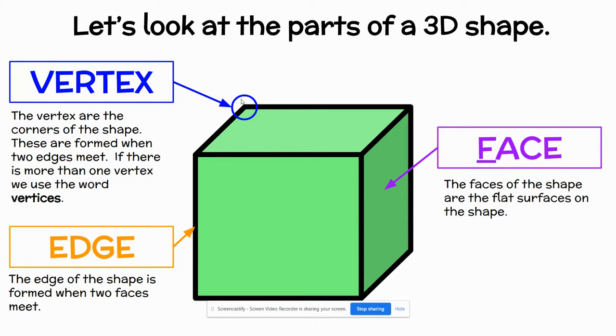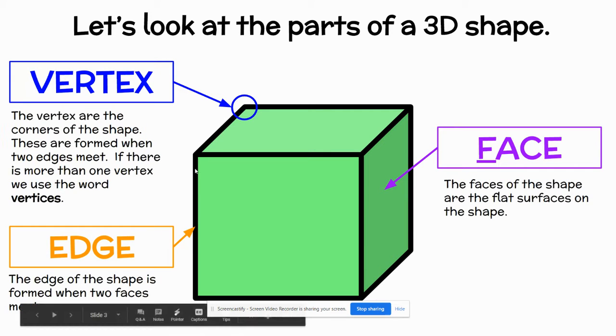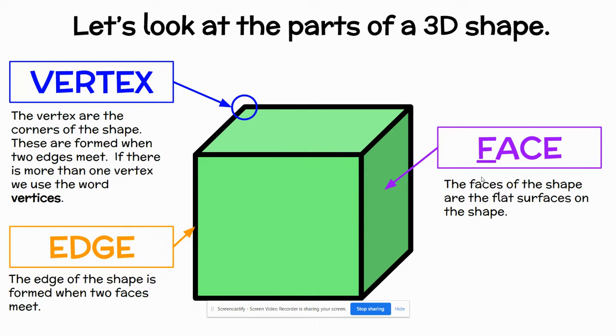So where these two edges meet here, which are straight lines, it is a vertex, and more than one of those are called vertices. This is an edge right here, and it is the part of the shape that's formed when two faces meet. And the face is the part of the shape that is the flat surface. So any of these flat surfaces on this cube, they are called a face.